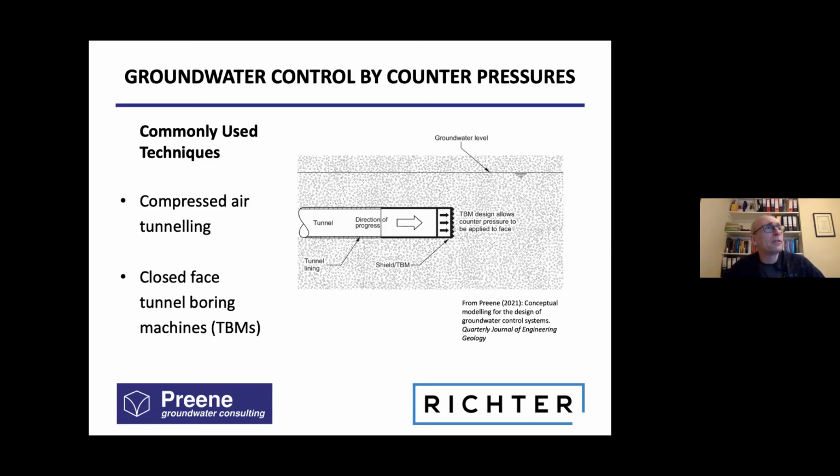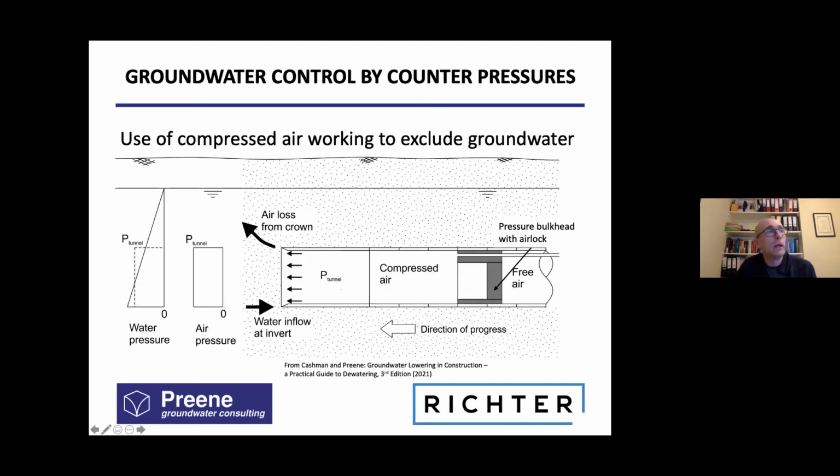There are two main methods that's worth talking about. I'm going to talk about compressed air tunneling and closed face tunnel boring machines. So I'm going to talk about compressed air tunneling, and this is a very old method. It was developed in the mid-19th century.